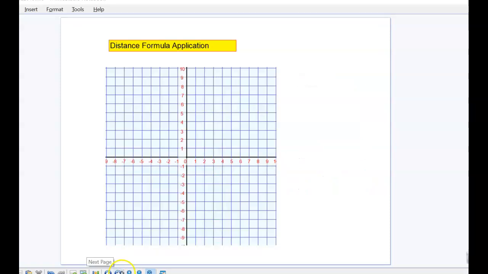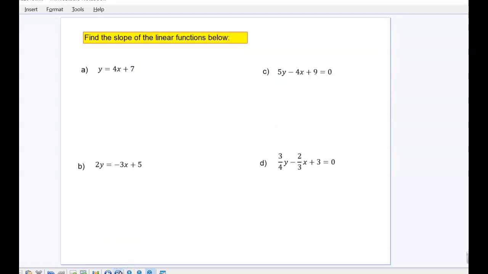Okay, then distance application, we're just going to skip that section for today. Let's take a look at the following linear equations, and we're asked to find the slope. Well, once we get the equation in the form y equals rate of change x plus the y-intercept, so we got to isolate y. The value in front of the x term is my slope.